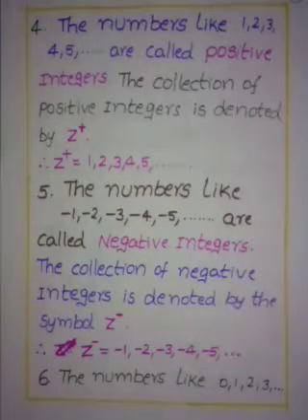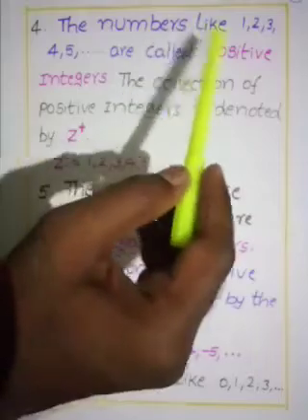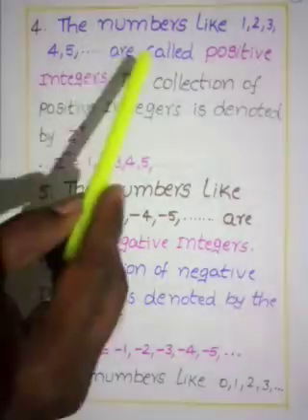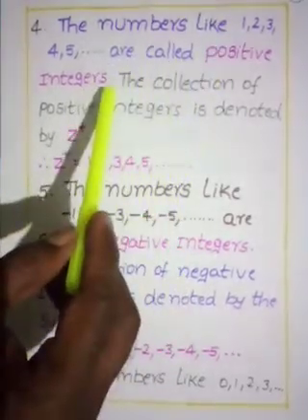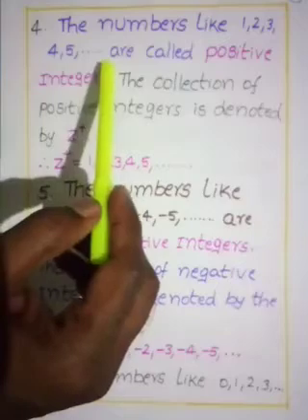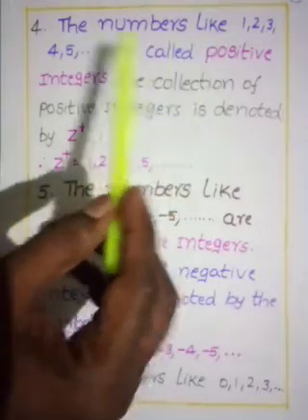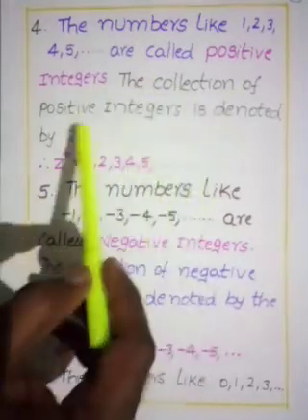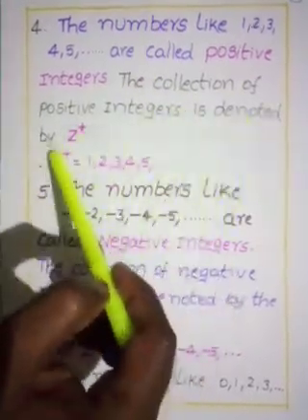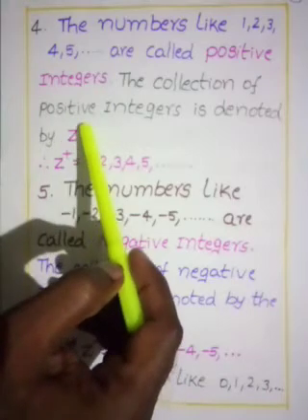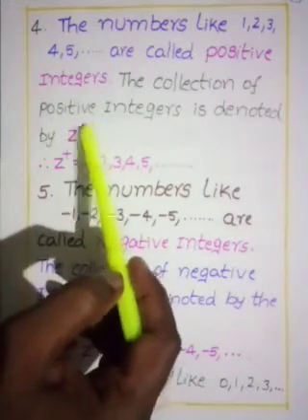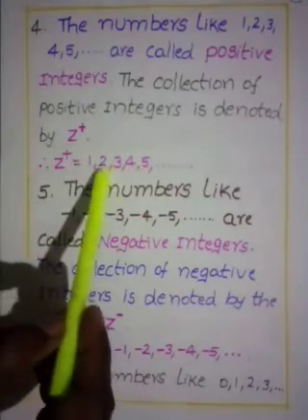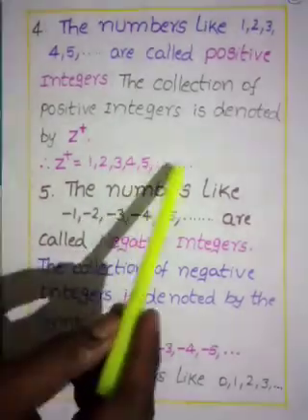Now, the next kind of numbers. The numbers like 1, 2, 3, 4, 5, and so on are called positive integers. These are also nothing but natural numbers. So, natural numbers are also said to be positive integers. The collection of positive integers is denoted by the letter Z plus, not Z to the power of plus, Z plus. Therefore, Z plus is equal to 1, 2, 3, 4, 5, and so on.